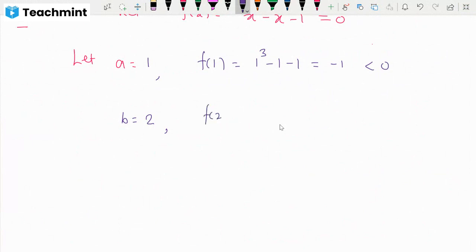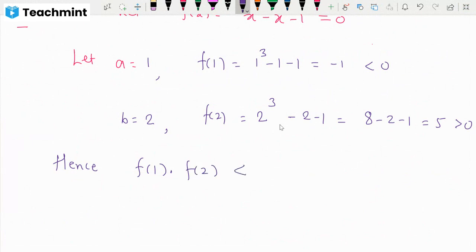So what is f(2)? It will be 2 cube minus 2 minus 1, that is 8 minus 2 minus 1, which is 5, greater than 0. So hence you can write, f(1) into f(2) is less than 0.